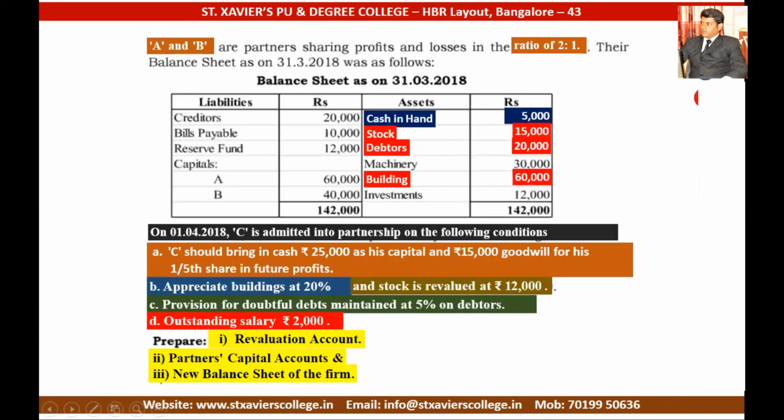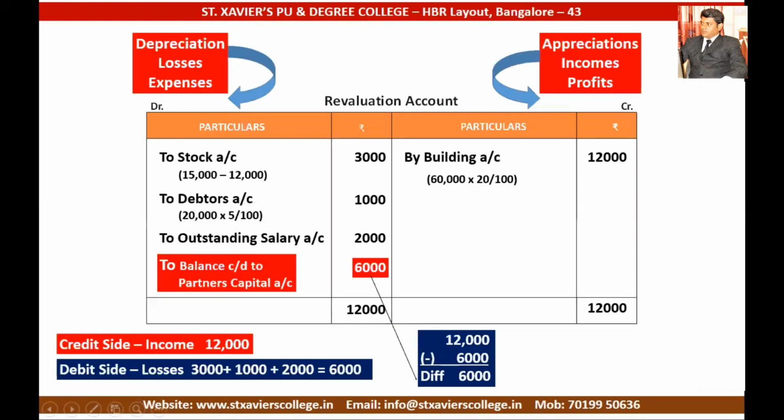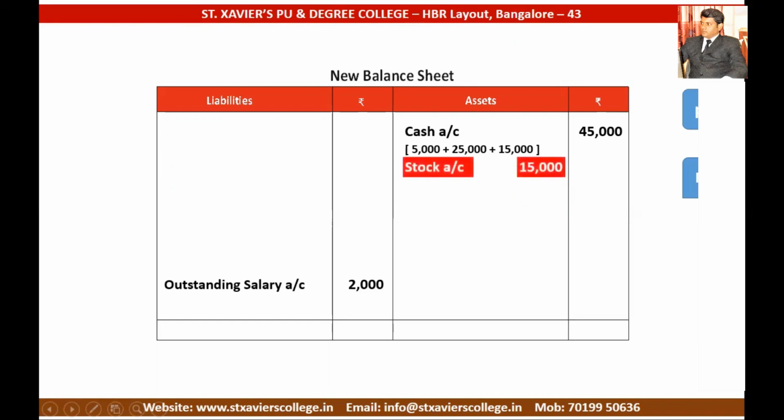Next entry we have stock. How much stock do we have? 15,000. Now there is a loss here in the revaluation account, 3,000. So let us take 15,000 stock. There is a loss, depreciation, that is called. 3,000 is a loss. What is the value of stock now? 12,000.